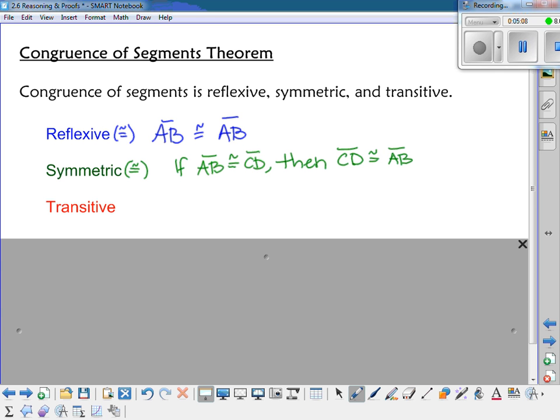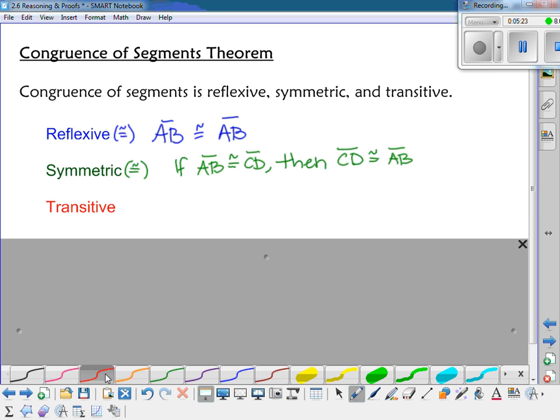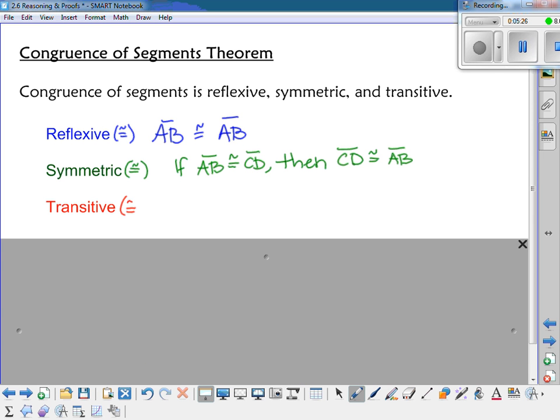We're talking about the actual things, the segments, and we're talking about congruent. So when we're talking about the segment, that's when you have to put the line over the AB. We're not talking about the length any longer, we're talking about the actual segment. And then finally the transitive property for congruence. If AB is congruent to CD and CD is congruent to EF, then AB is congruent to EF.